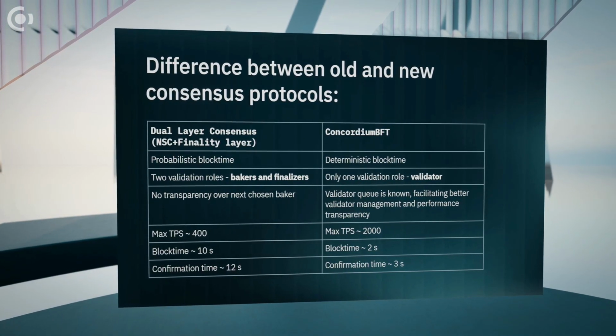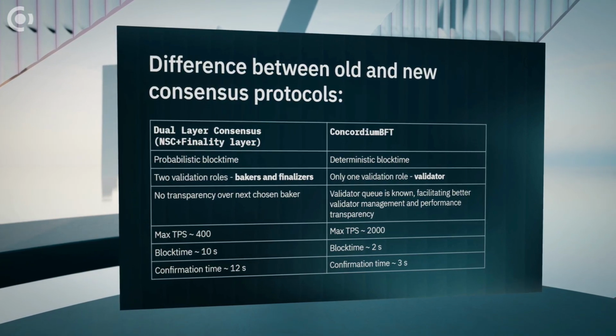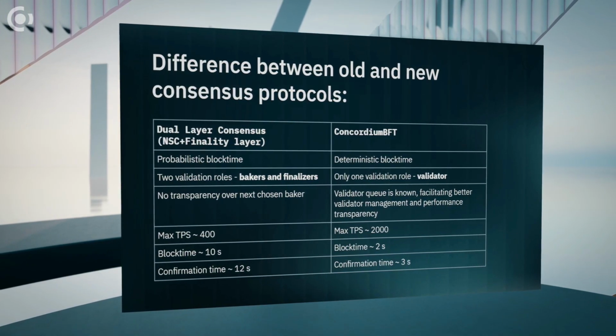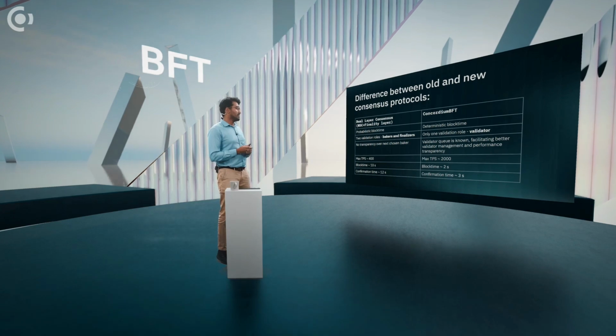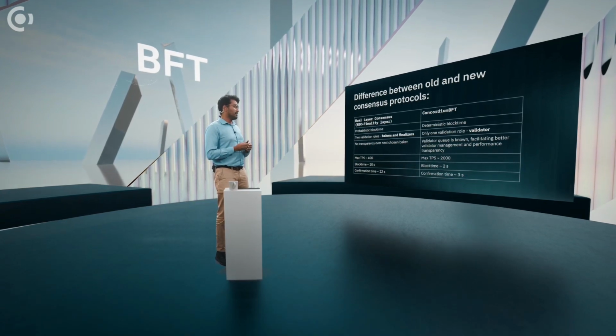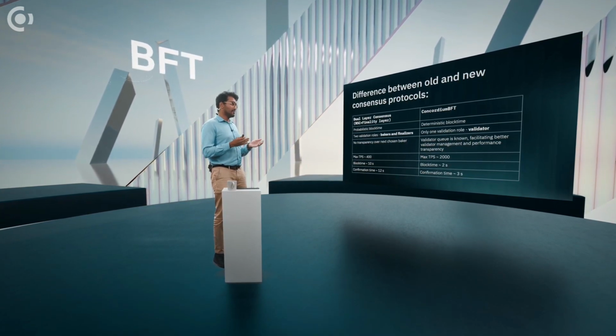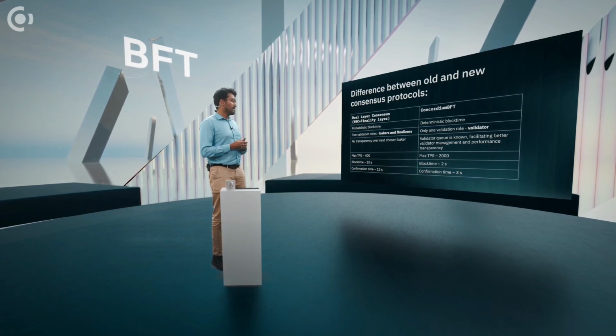Another difference is the validation roles. You must have noticed that Christian and I used the term validator instead of bakers and finalizers as we have done in the past in Concordium. That is because there are some tokenomics changes that are coming up where we have decided to consolidate the role of the baker and the finalizer into one role, the validator.